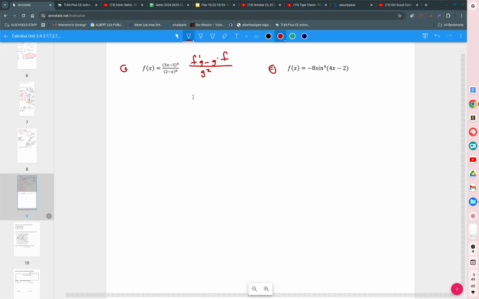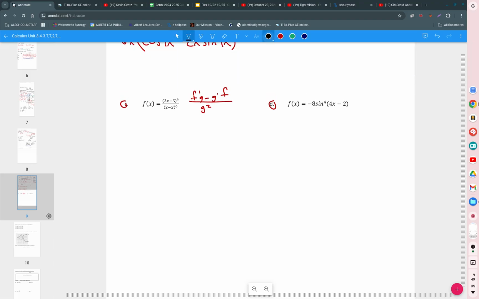We have a little bit of room above, so I'll use that space to find these derivatives. I'll set up my boxes so we can refer to them very, very quickly and easily. I have my 3x minus 5 to the 4th, so u to the 4th. 3x minus 5. I have 4u cubed, and I have 3. So 12 times 3x minus 5 to the 3rd power.